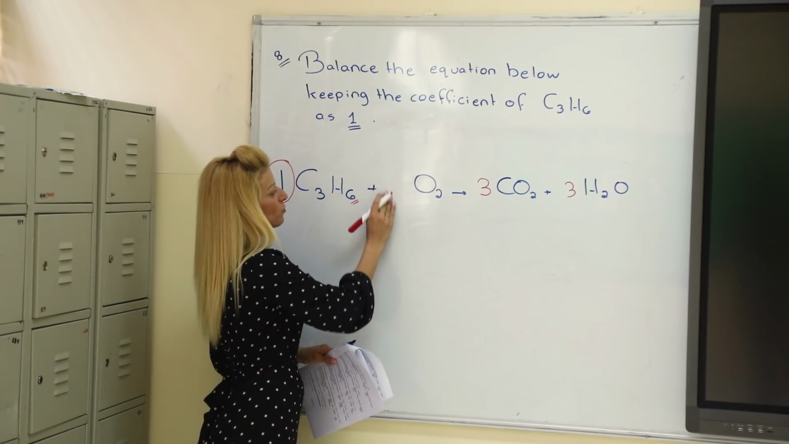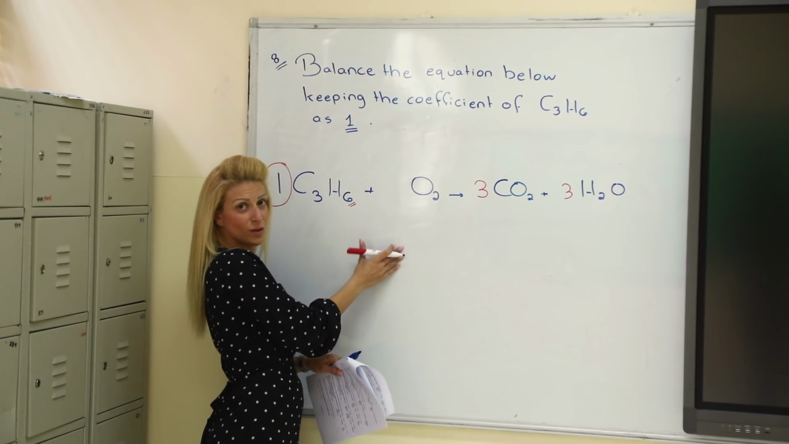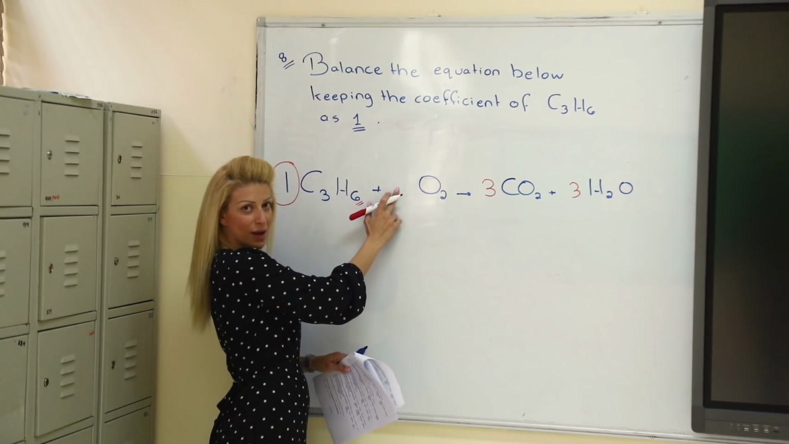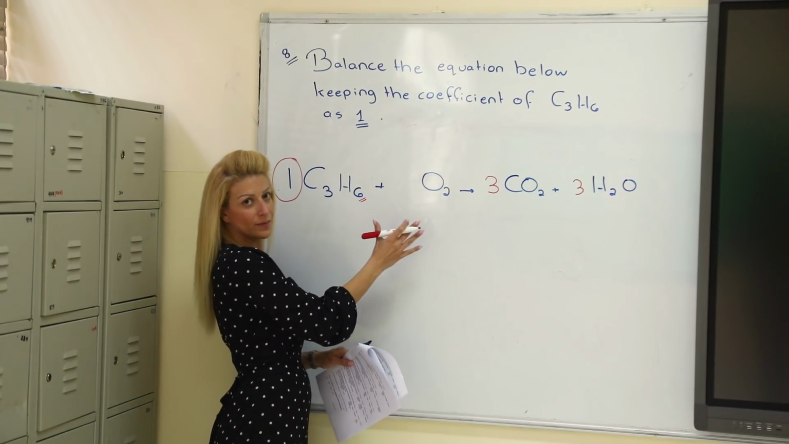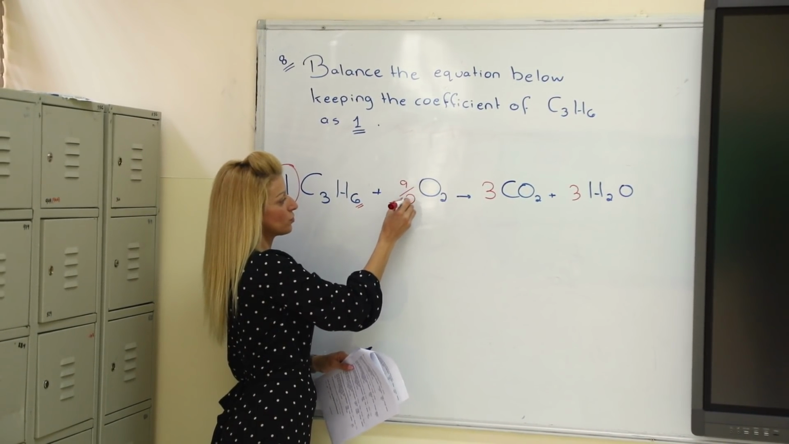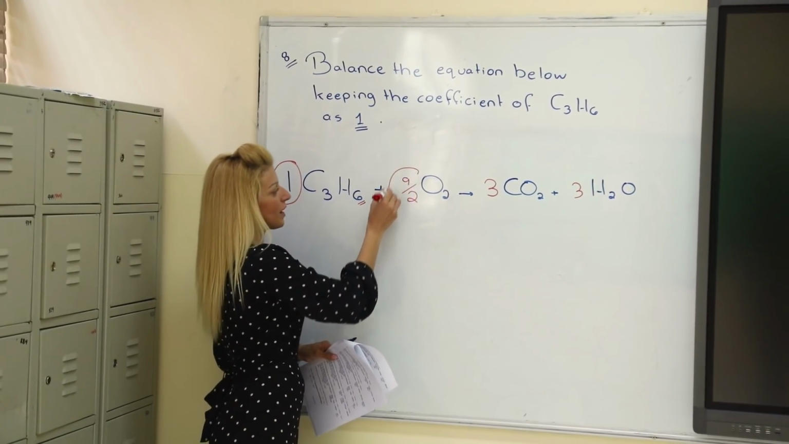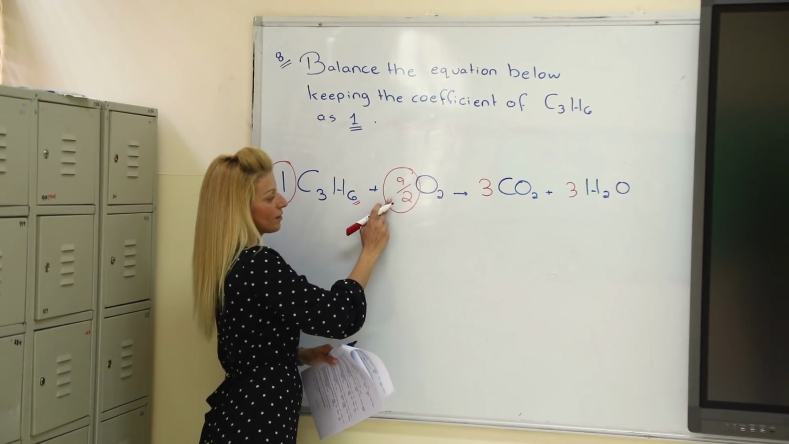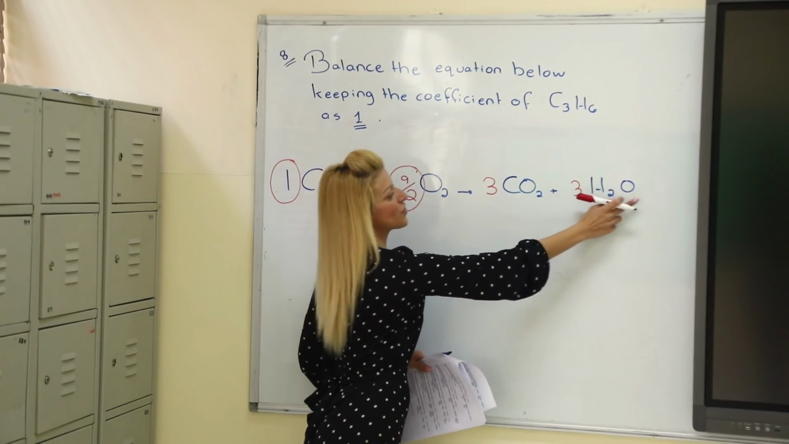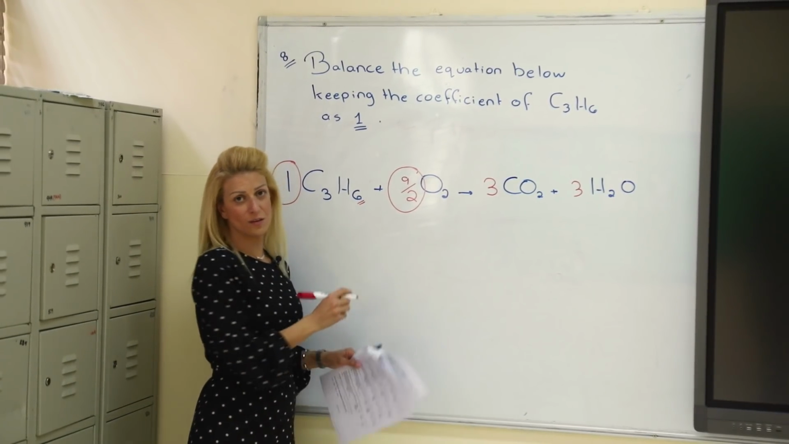So how am I supposed to add a coefficient here to make the total number of oxygen atoms equal to 9? O2 has 2. So I must multiply 2 by a number to make it 9. What times 2 equals 9? 9 over 2. Or you can use 4.5, which is the same. So 9 over 2 O2. 9 over 2 times 2 is 9, and then you have 6 and 3, 9 on the right side, so the total number of atoms are conserved now.